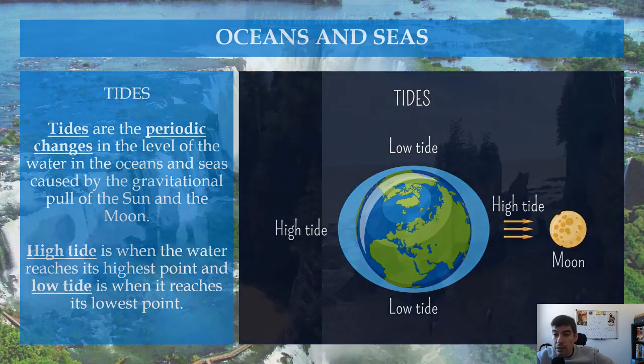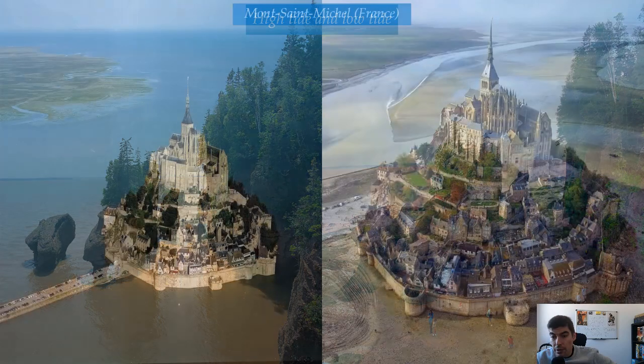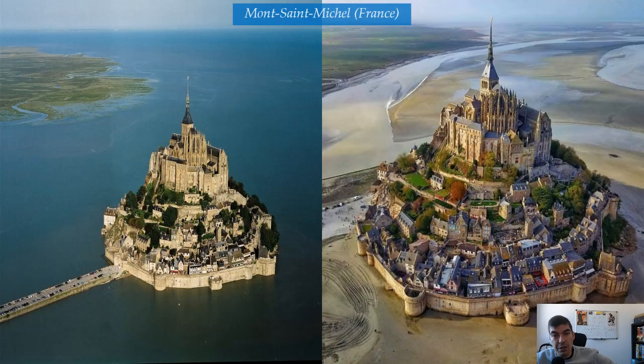Okay, this is an example. On your left we have a high tide, and on the right we have low tide. And here as well, this is Mont Saint-Michel, which is located in the north of France, and this is the look of this island of Mont Saint-Michel when it is high tide, and this is when it's low tide.